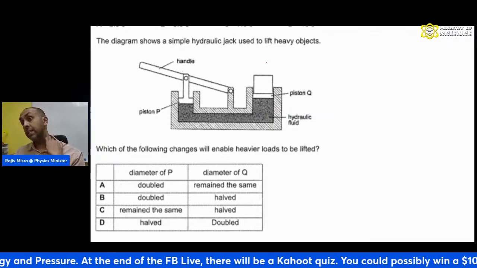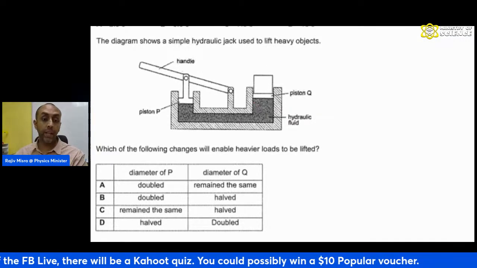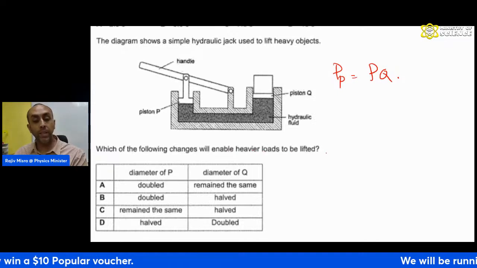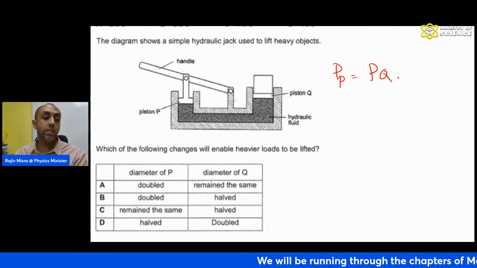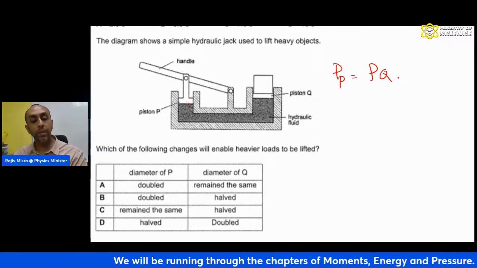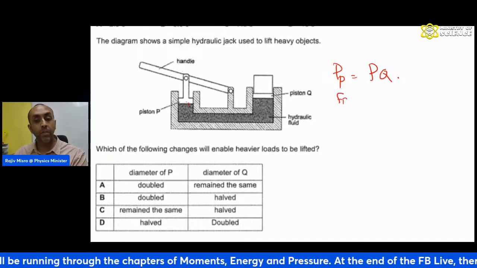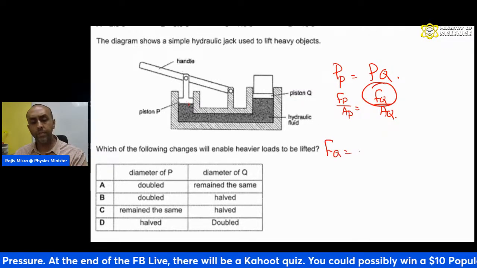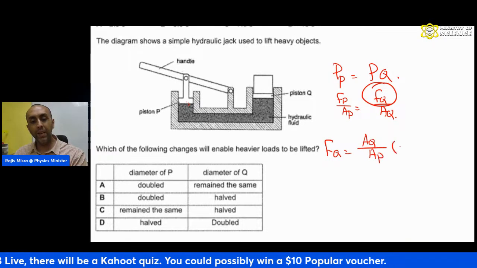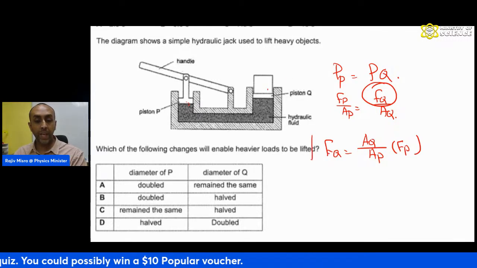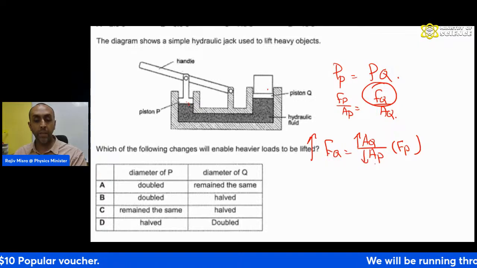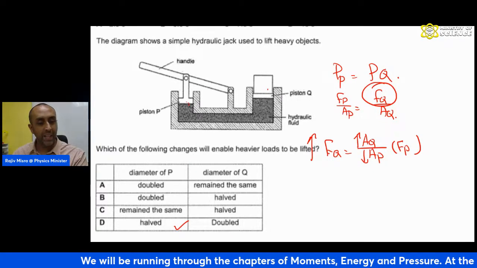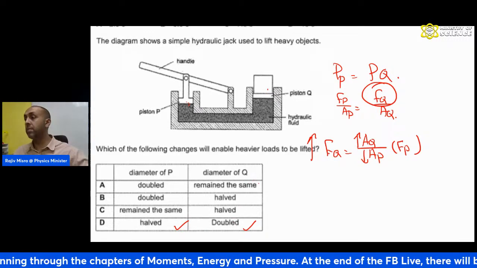Here, you want to take note that because they are at different levels, it doesn't mean the pressure is different. The actual pressure is the same. Pressure of P equals the pressure of Q. Now, they say which of the following changes will enable heavier loads to be lifted. In this type of case, what you want to do is make P as small as possible and Q as big as possible. Because force of P over area P equals the force of Q over area Q. So force of Q equals area Q over area P times force of P. If I want the force of Q to be as big as possible, I want area of Q to be as big and area of P as small as possible. So if you can have the diameter of P halved and this one doubled, that'll be the best because it's almost 4 times, right? Almost 4 times.